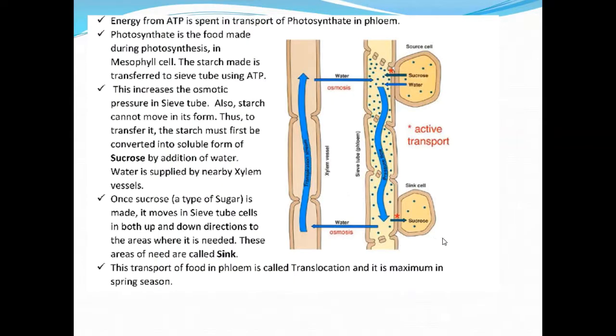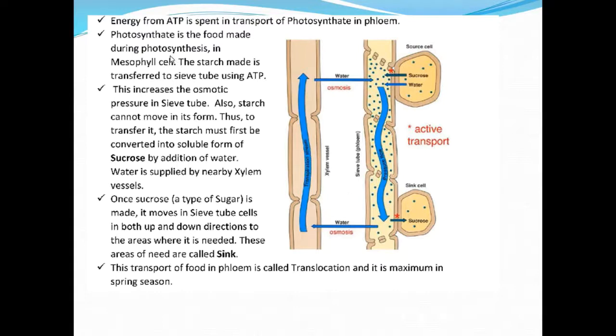So let us explain this process, how the transport of food actually happens. Now, it happens with the help of energy. So energy from ATP is spent in the transport of photosynthate in the phloem. So what is the photosynthate? Photosynthate is nothing but the food that is manufactured during photosynthesis in the mesophyll cell.